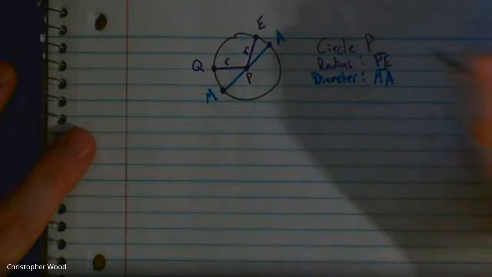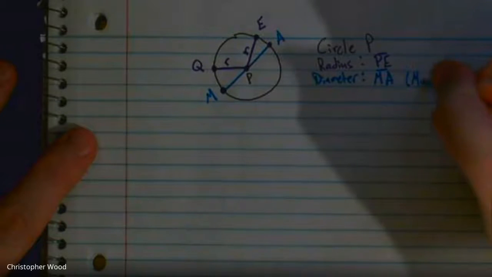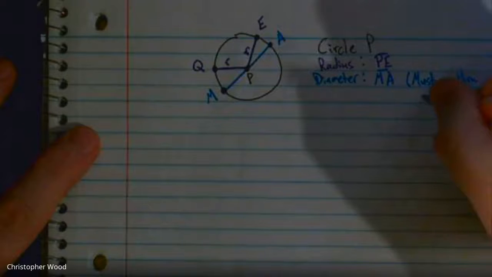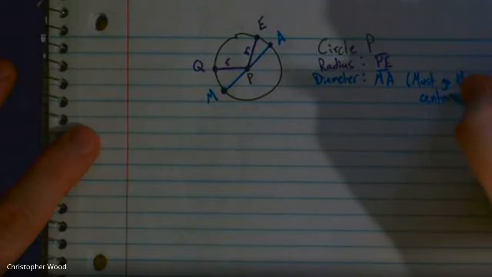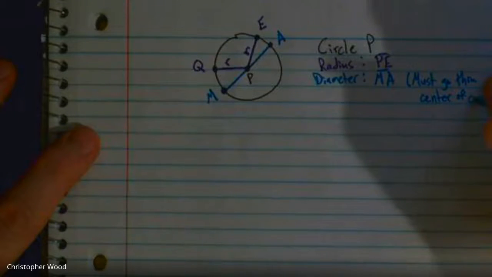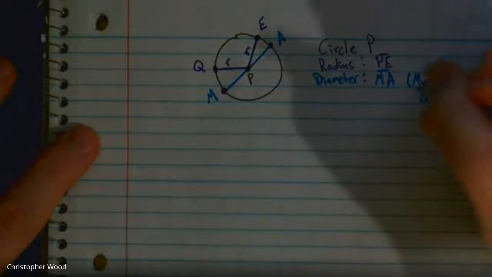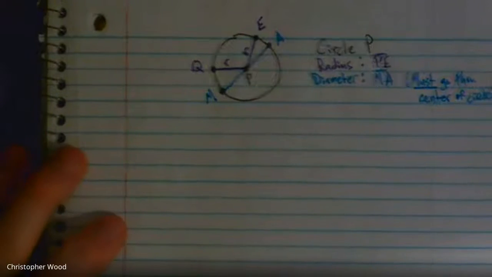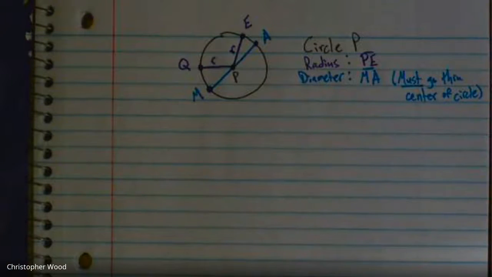The diameter is MA. It must go through the center of the circle. So that is a key. The diameter must go through the center of the circle. Let me move that over so you can see those words a little better there. Okay. So just like the radius has to connect to the center, the diameter also has to connect to the center. The diameter goes through the center and connects on both sides.